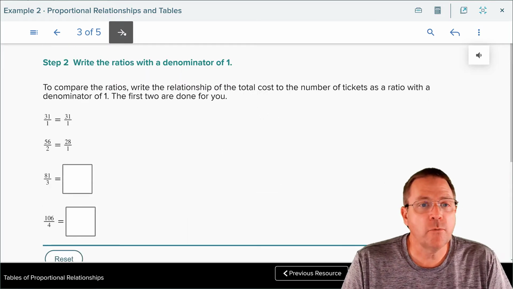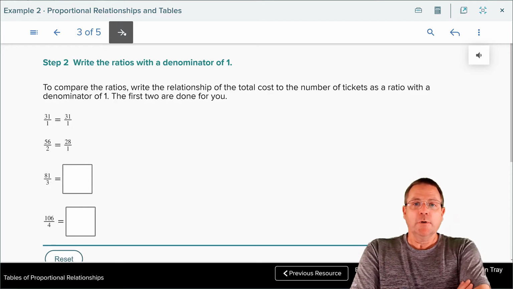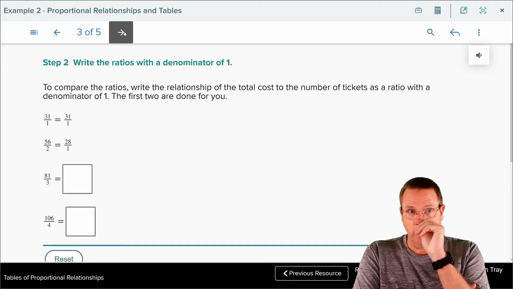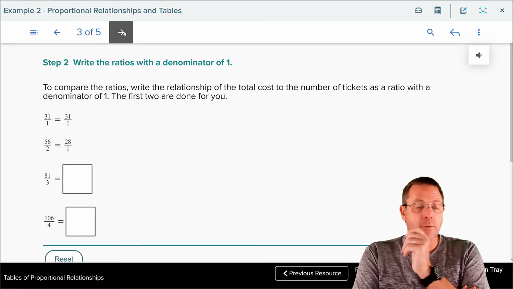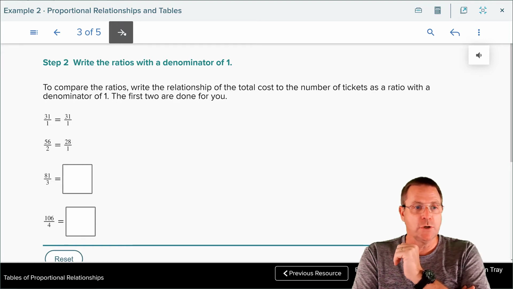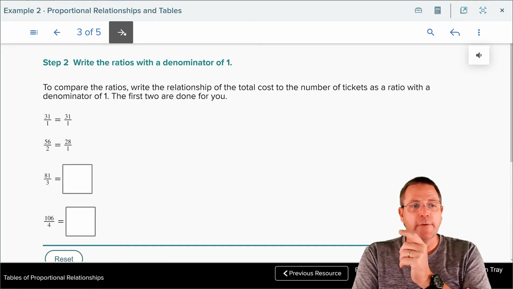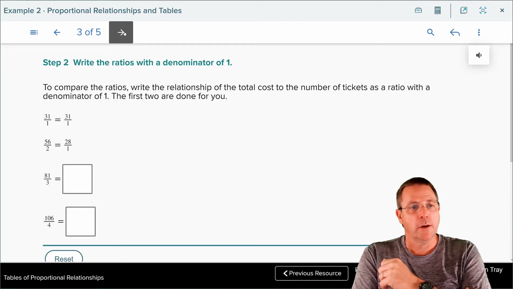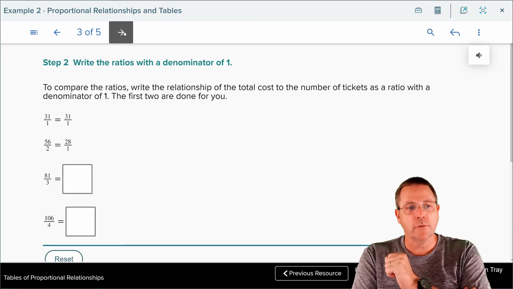To compare the ratios of these relationships, they write the total cost to the number of tickets as a ratio with a denominator of 1. In other words, they want you to divide these into unit ratios. So the first one, 31 over 1, already had a denominator of 1. 56 over 2, they divided by 2 over 2 to get to 28 over 1. You pause the recording and do the next 2 and check your answers.